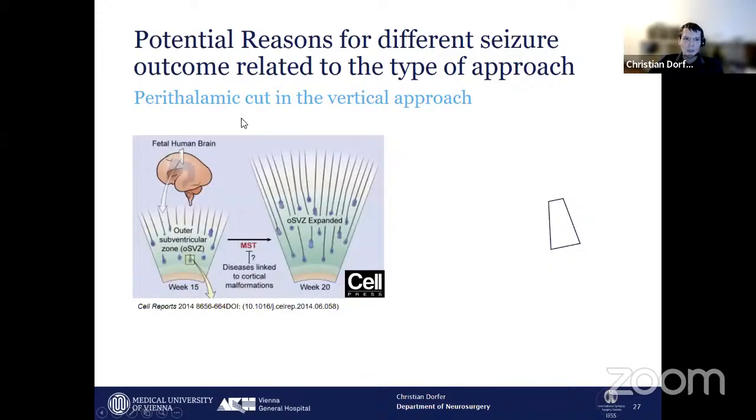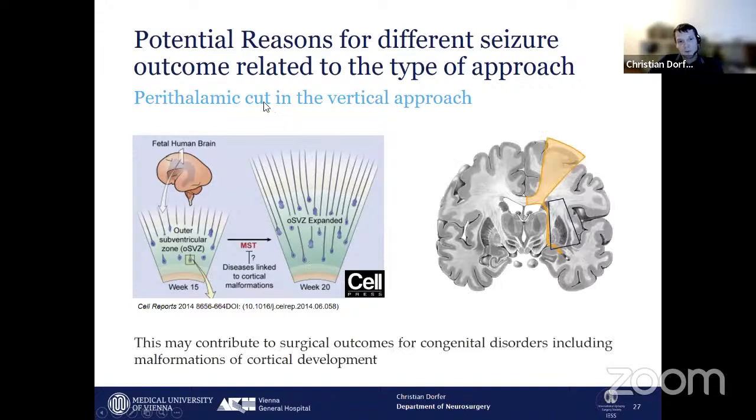And the last one is the perithalamic cut through the vertical approach. As we all know, during development, the human cortex starts from the subventricular zone, and then all the neurons migrate along the radial glia to the cortex. And in case of malformations of cortical development, dysplastic neurons may be found all the way from the ventricle up to the cortex. And this is where the perithalamic cut, as you can see here again, may be of advantage.